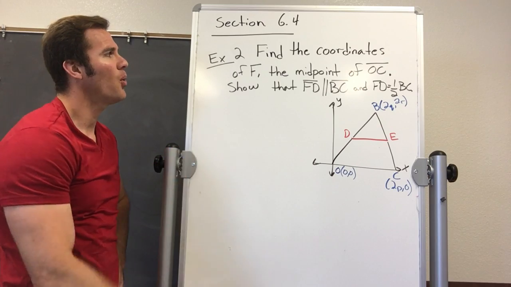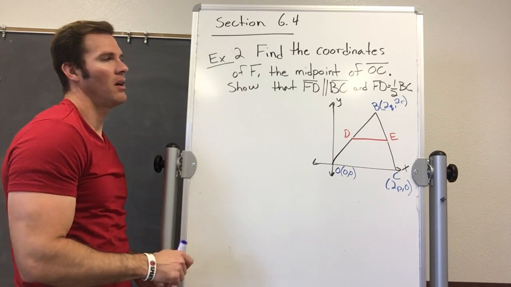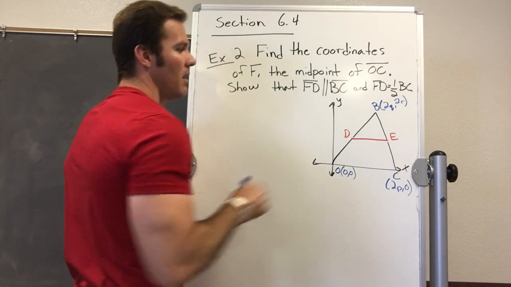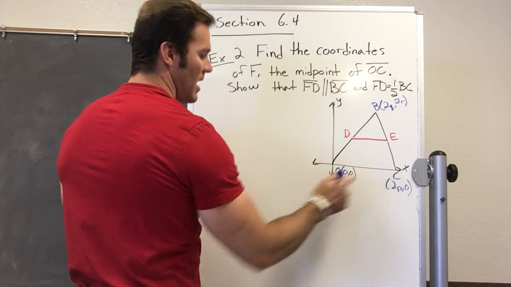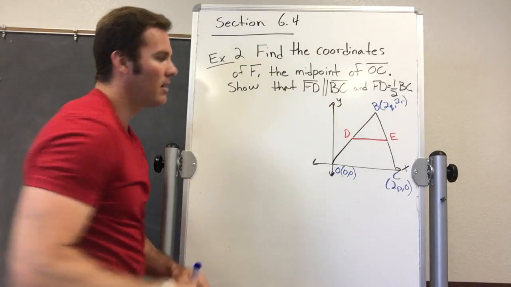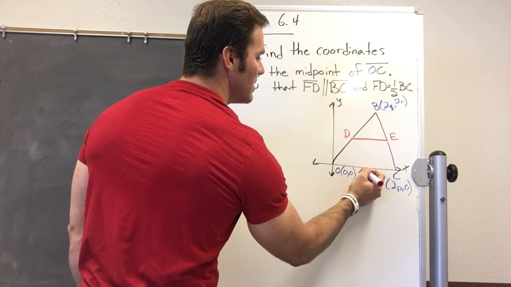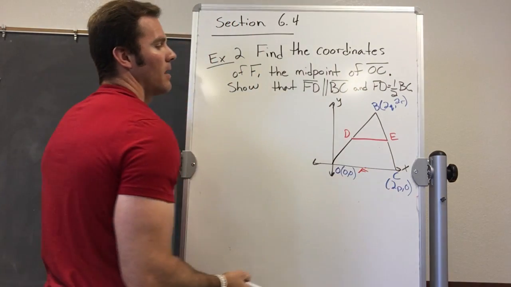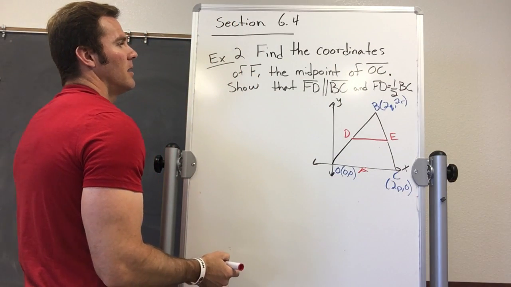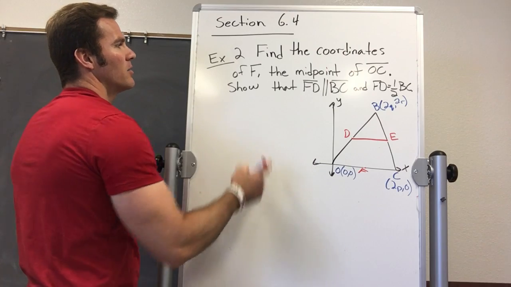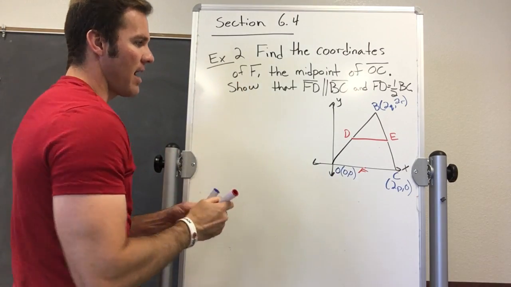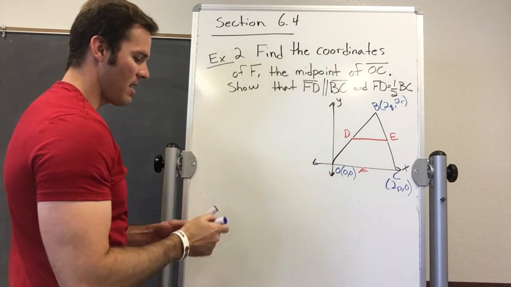It says find the coordinates of F, the midpoint of OC. Here is OC, and we need to put F as the midpoint. So right there, this is F. And so we need to find the coordinates of that. What are the coordinates of F?